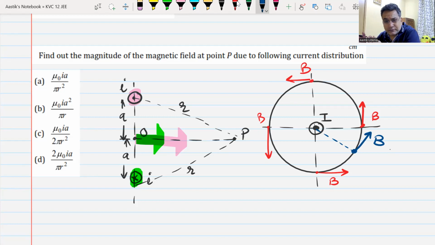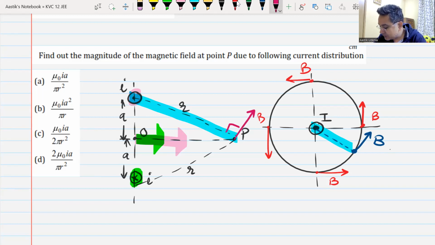Now, mentally superimpose this circle here. Where does the magnetic field due to this wire go? No idea? Then get an idea. It will go like this, perpendicular to this line. Do we understand this, or has this gone above our head saying bye bye? Yes, sir. Understood, sir.